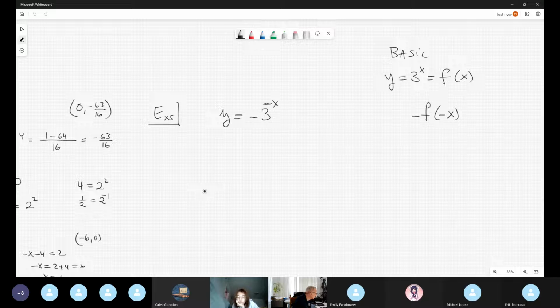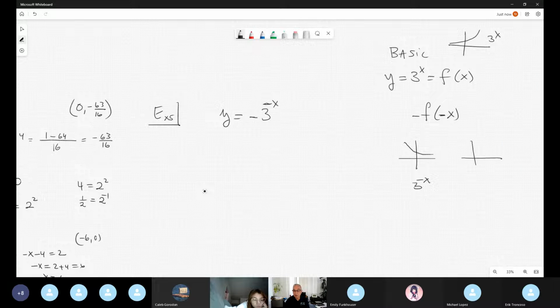In this problem, the original exponential, the base is 3, looks like that. Oh, yes or no? However, we have two kinds of reflection. This negative inside is a reflection about the y-axis. So now my exponential looks like that. This is 3 to the minus x. This is 3 to the x without transformation.